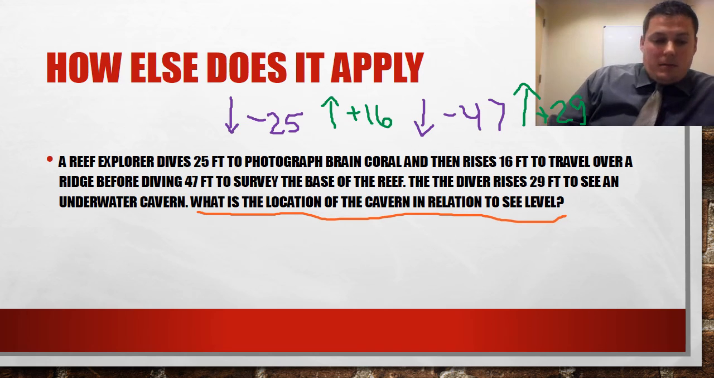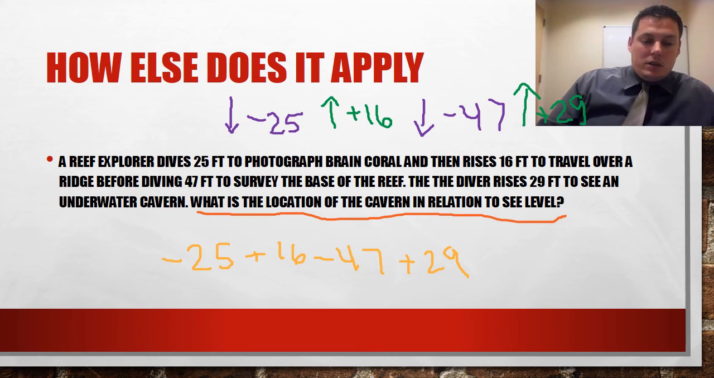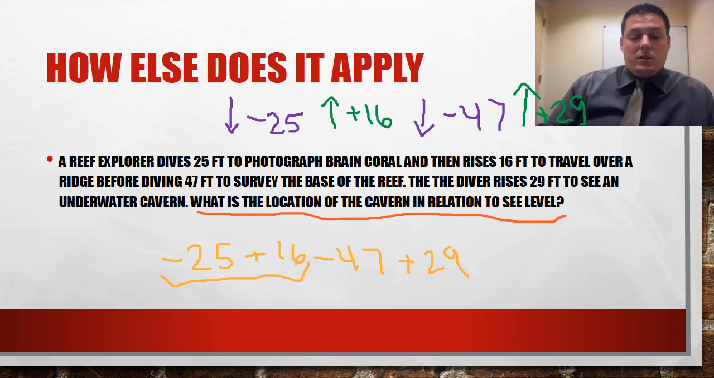So let's write out our problem here. We should have negative 25 plus 16 minus 47 plus 29. All right, so what I'm going to do is just do this in steps. First I'm going to do negative 25 plus 16, just like we would if we were doing order of operations. Signs are different, so we subtract. 25 minus 16 is 9. The bigger sign is negative. We keep the negative. Then we rewrite the rest.